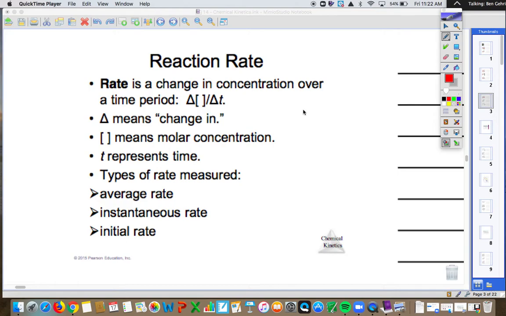Hello, and thank you for joining me today as we continue our discussion on chemical kinetics. Today we're going to talk about the reaction rate, or rate of reaction.